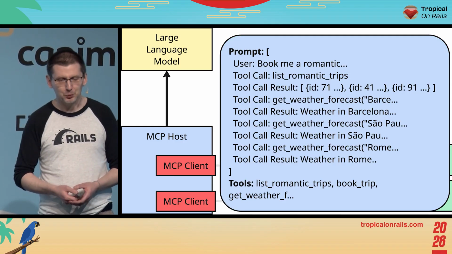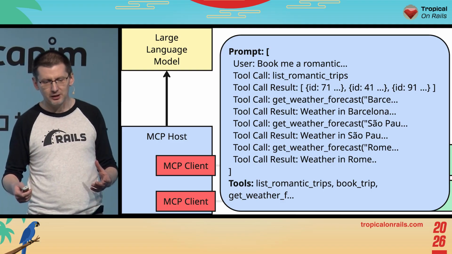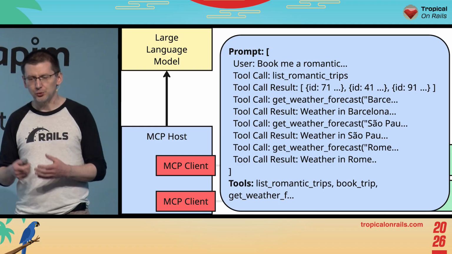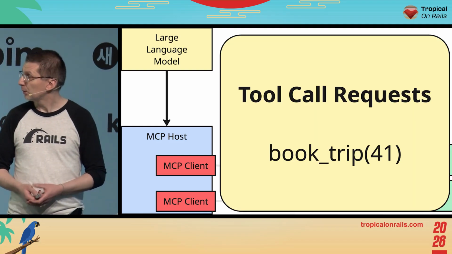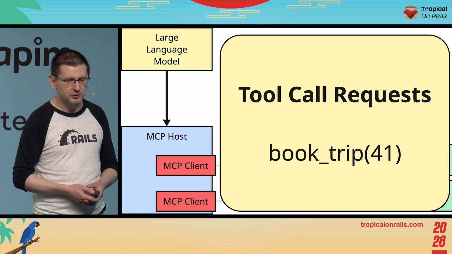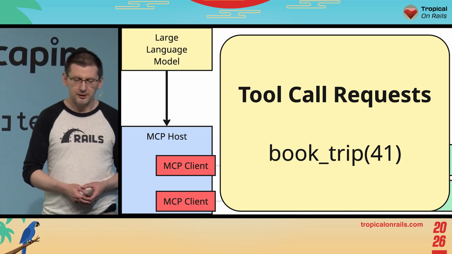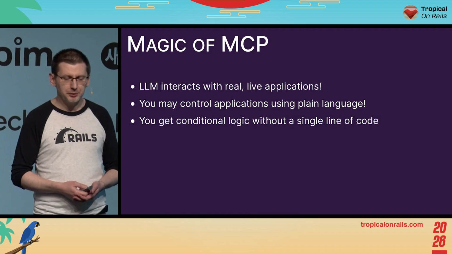And once again, we take the initial prompt, the entire conversation so far, and we send it once again to the LLM to figure out what to do as the next step. And now, finally, the LLM responds with yet another tool call request to book a trip 41. Guess what that is. So that's the magic of MCP already.